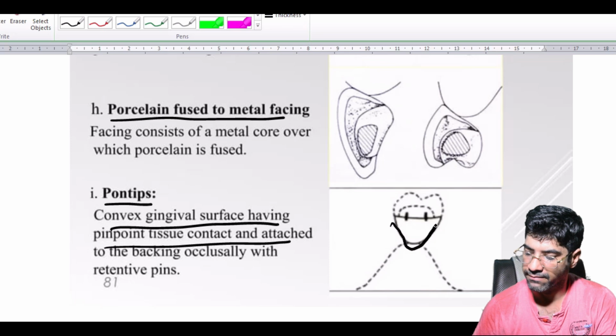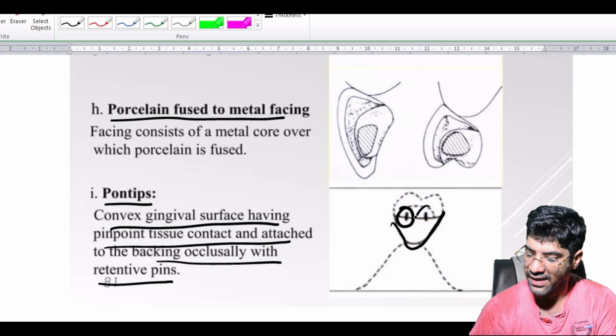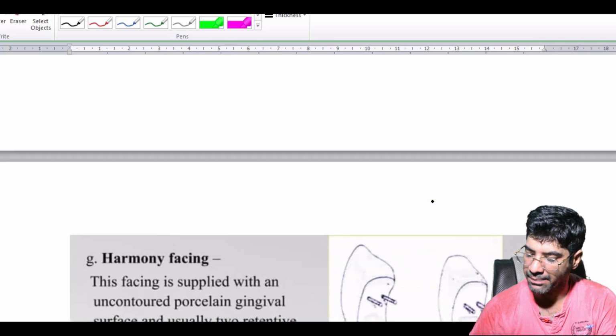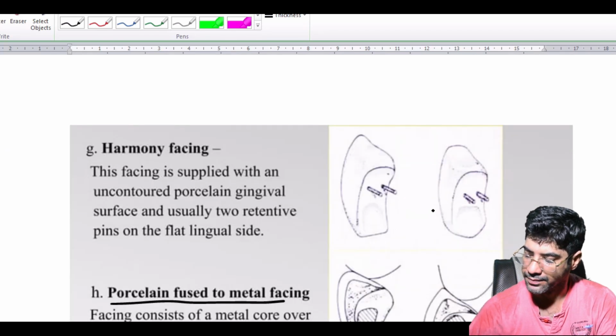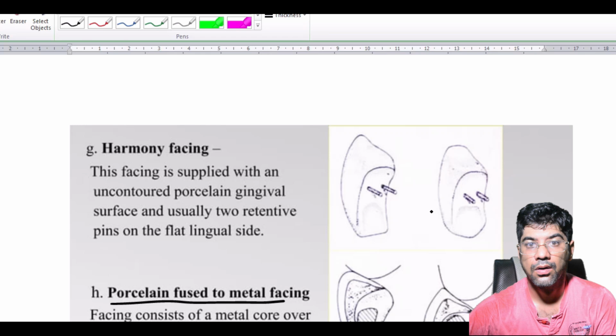Porcelain fused to metal facing pontics. Pontics with a convex gingival surface having pinpoint tissue contact, backed occlusally with retentive pins. Or hygienic pontics.